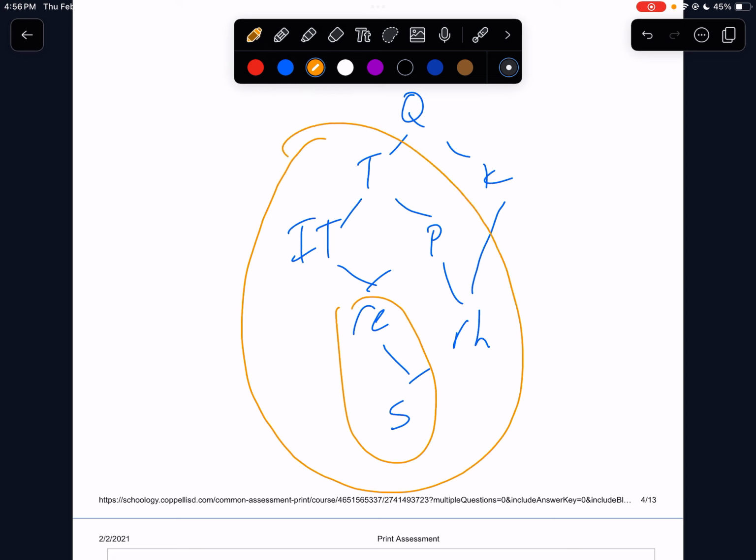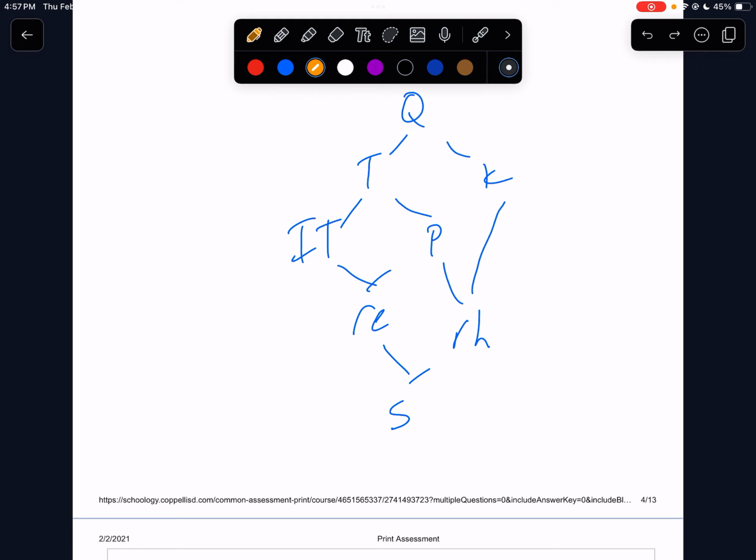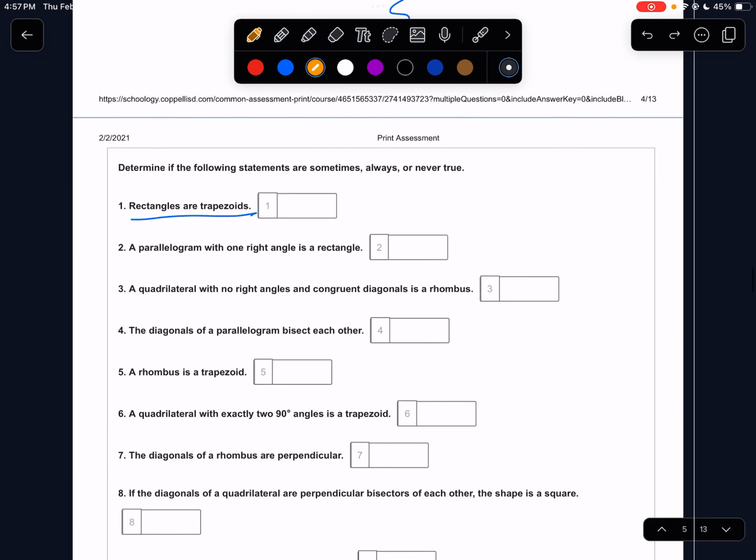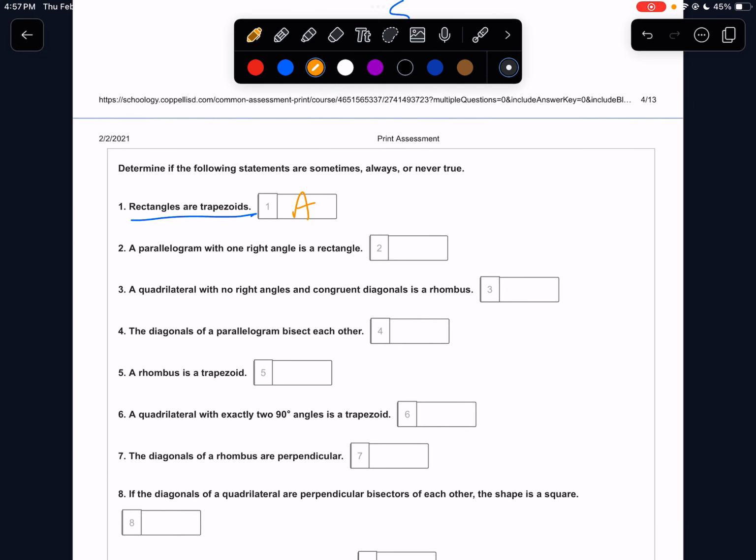Are both rectangles on the list of trapezoids? If I made a list of all the trapezoids, would I list those two? Yeah. Rectangles are always trapezoids. Now, are there other trapezoids that are not rectangles? Yes. If I said trapezoids are rectangles, that would be sometimes. But rectangles are trapezoids, that is always. Both of these shapes are inside the trapezoid circle. So, rectangles are trapezoids, always.